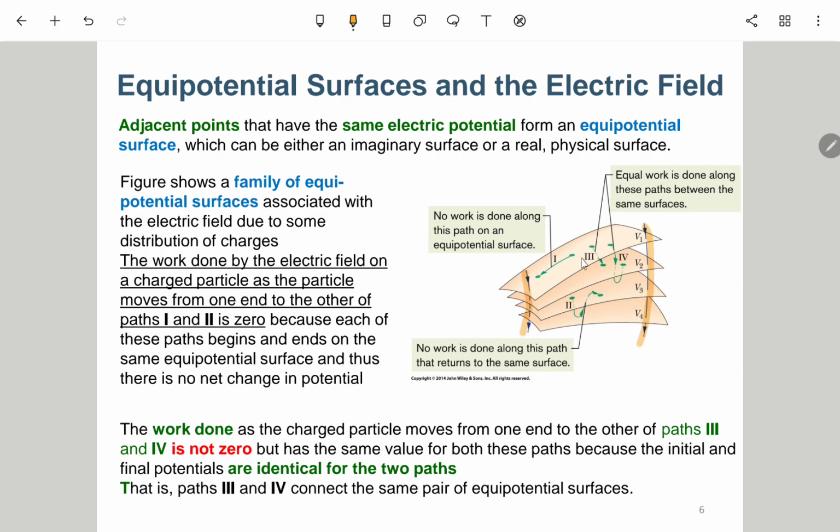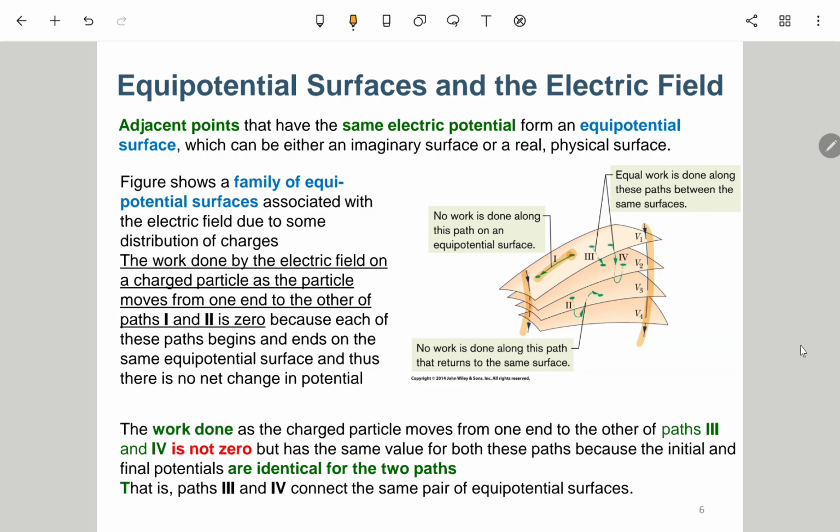Okay, so here we can see path 1. Path 1 is from this point to that point. If you move a charge from this point to that point, it doesn't go off from this equipotential surface V1, which means the potential change is actually 0. There should be no potential change, and also there's no work done when you move a charge from this point to that point.